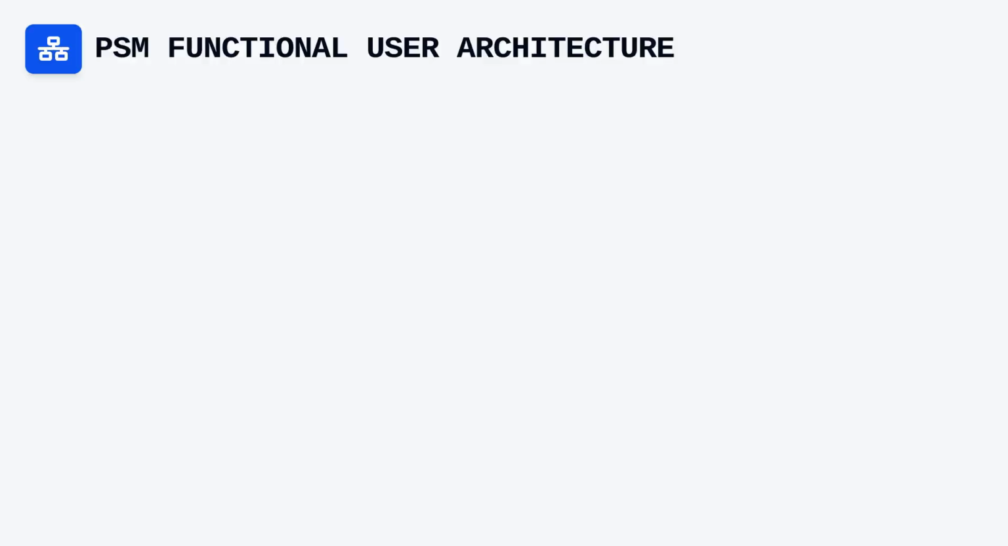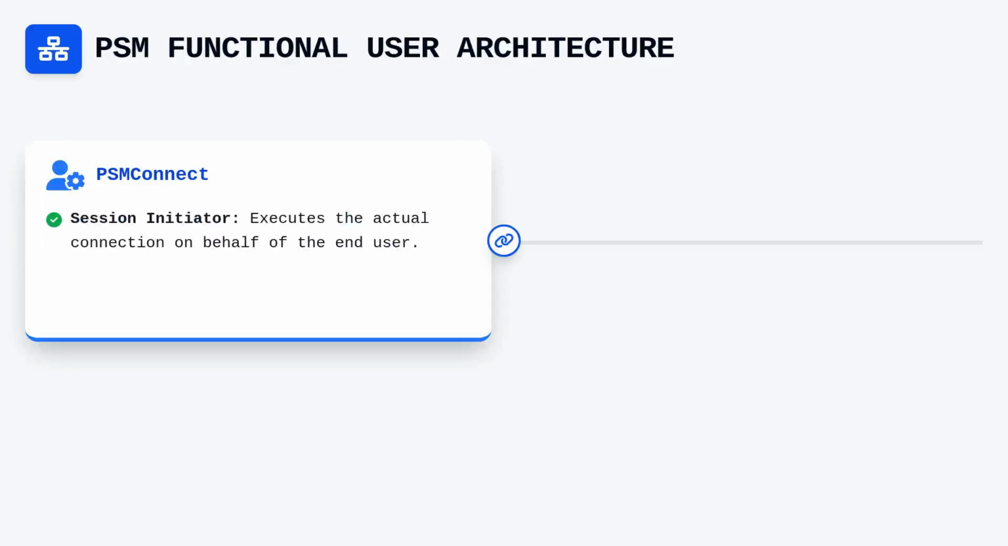To facilitate these connections, the architecture relies on two specific functional users residing on the PSM server: PSM Connect and PSMadmin Connect. We often overlook these, but they are critical to the secure operation of the proxy service. The PSM Connect user is the service account that carries out the actual initiation of the session on behalf of the end user. It creates the environment necessary for the redirection of RDP or SSH protocols through the PSM host.